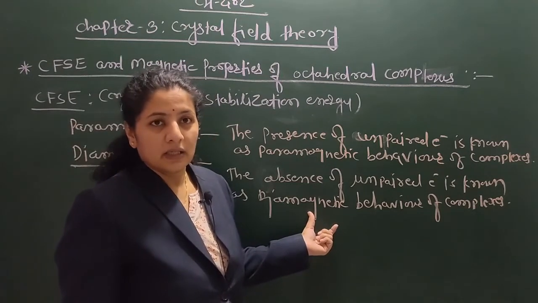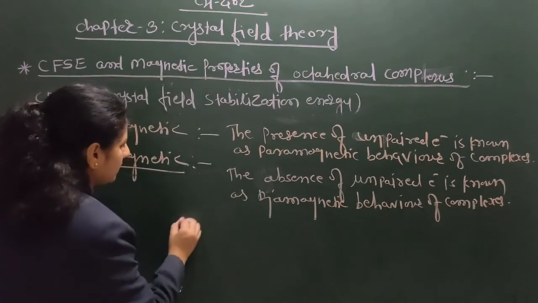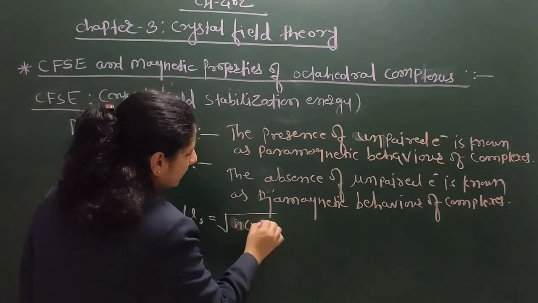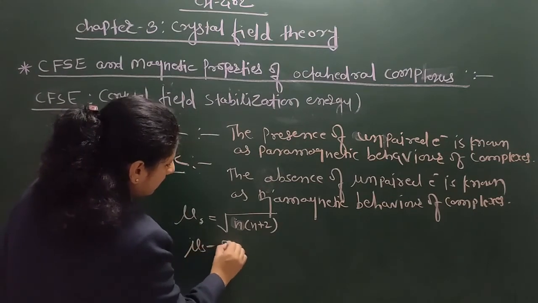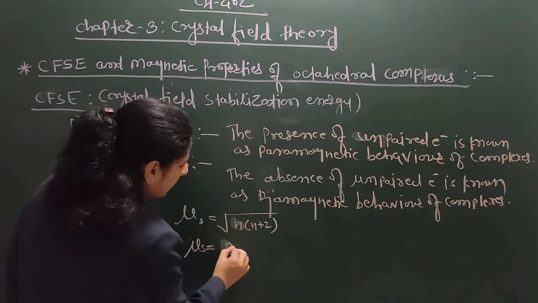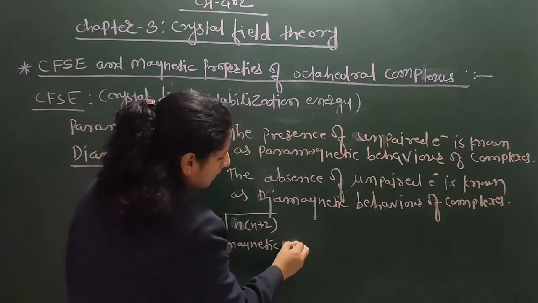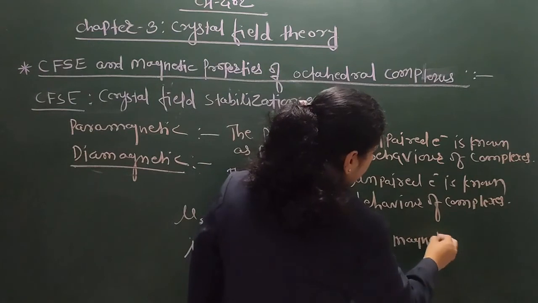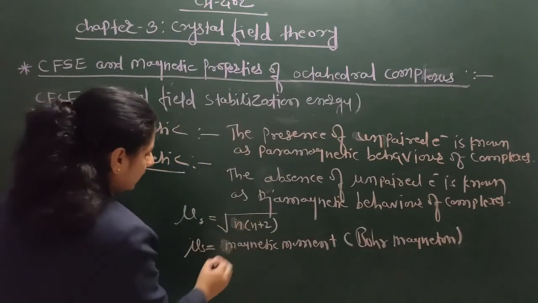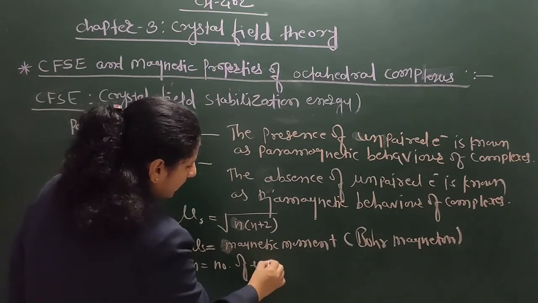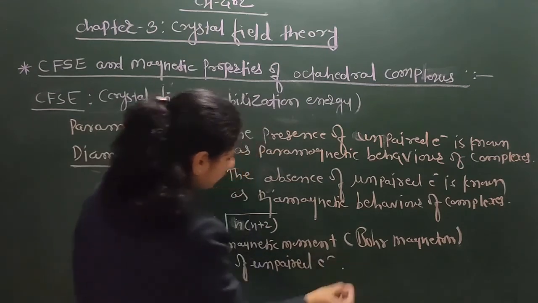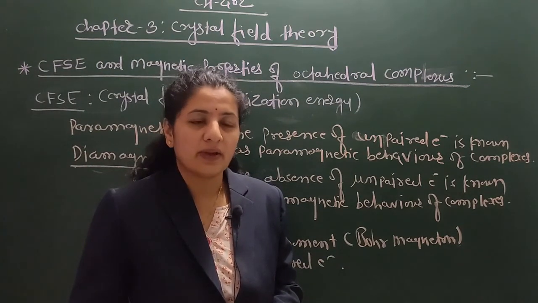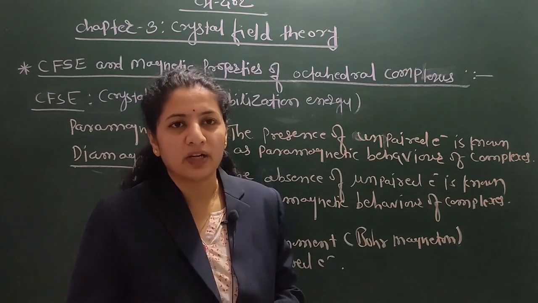Magnetic behavior can be calculated by the spin-only formula, that is mu s equals root n into (n plus 2), where mu s is the magnetic moment in Bohr magneton, and n is the number of unpaired electrons. So as per our earlier discussion, the number of unpaired electrons is approximately related to the Bohr magneton or the magnetic moment of the respective complexes.